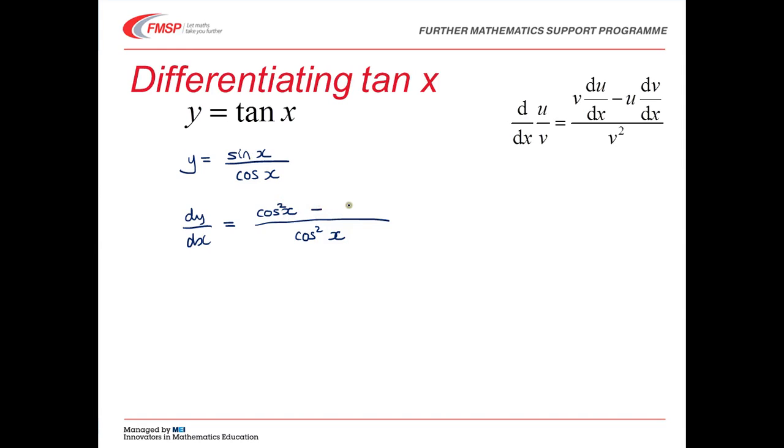Take away, write the top one, which is sine, and differentiate the bottom one, which is differentiate cos, and you get minus sine. So that gives me sine squared and changes that to a plus. Cos squared plus sine squared, of course, is 1, so that's 1 over cos squared, which is sec squared. And this result is in the formula book. The derivative of tan is sec squared.